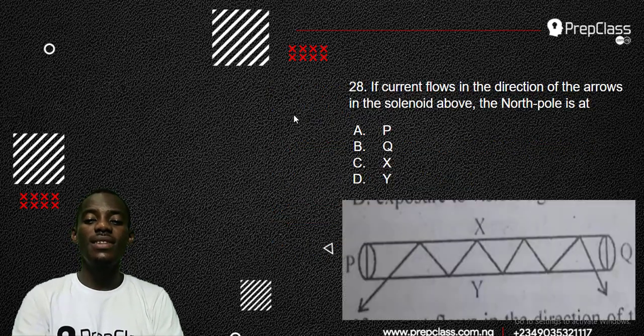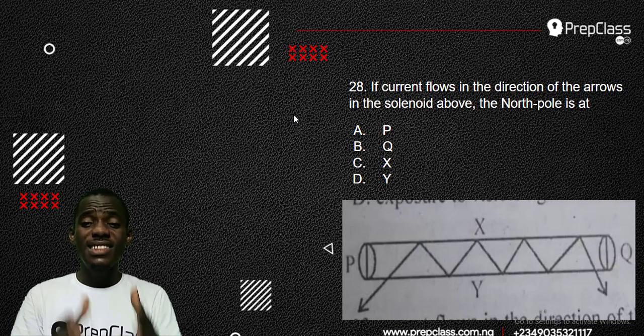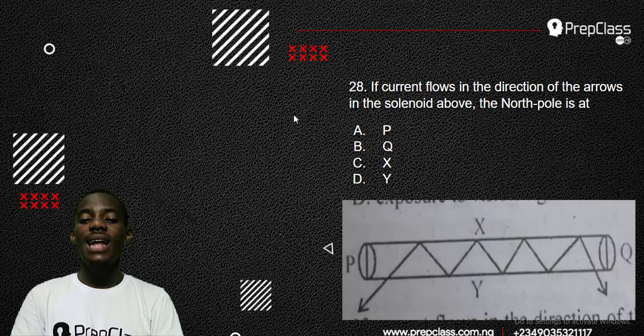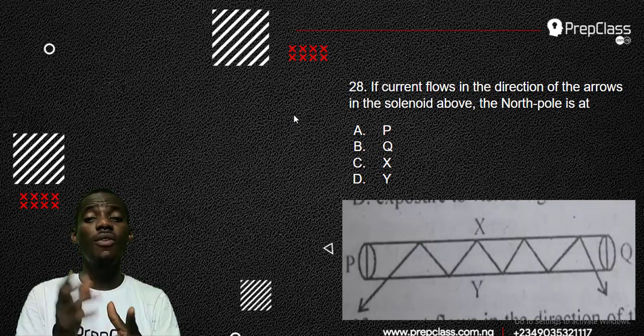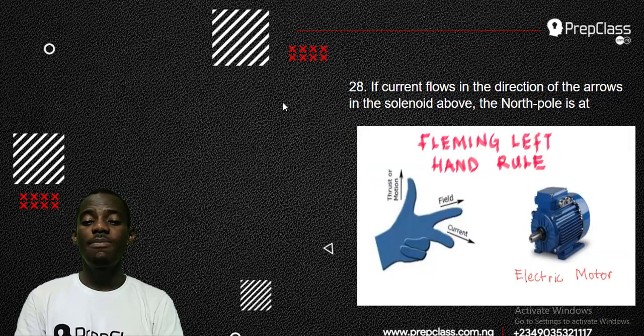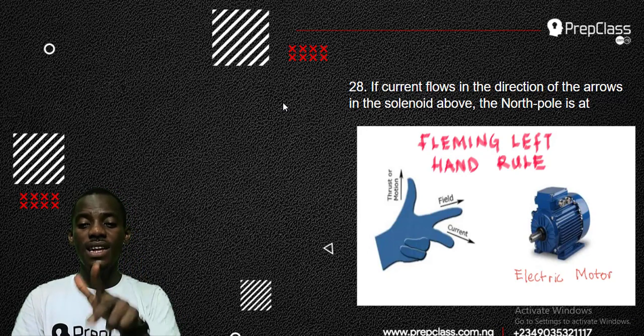Now let's check out number 28. If current flows in the direction of the arrow in the slide above, the north pole is at dash. Now, this question is asking about current and the magnetic field. The direction of current can only be explained by Fleming's left-hand rule. Fleming's left-hand rule explains direction. It shows you the flow of current. This is the left-hand rule.